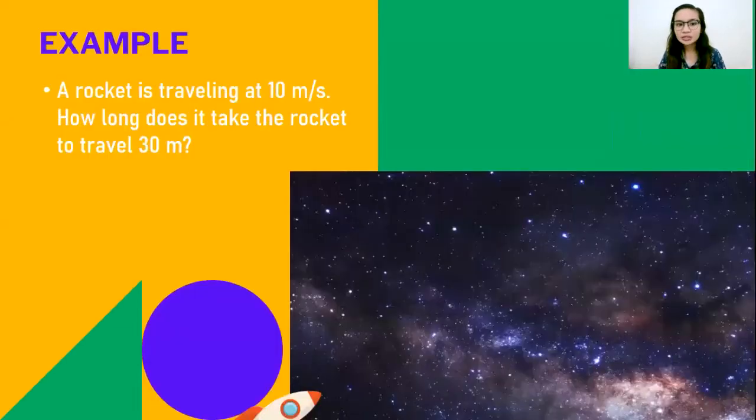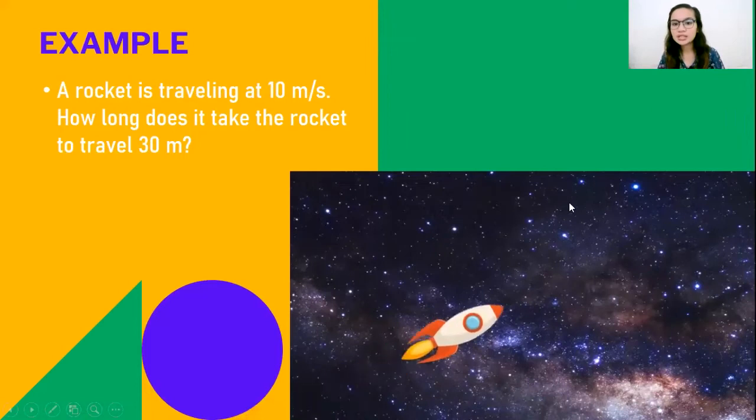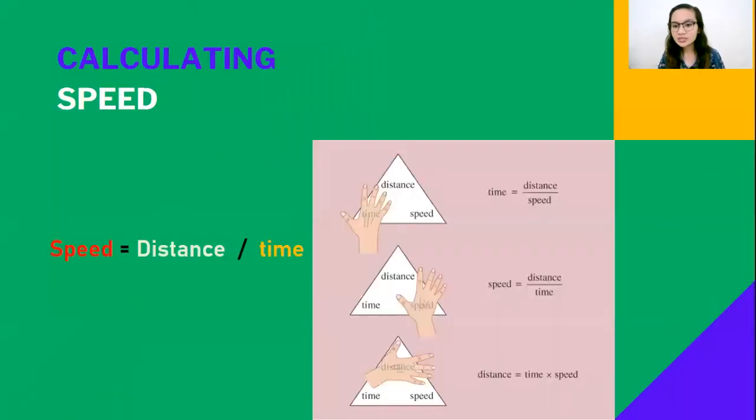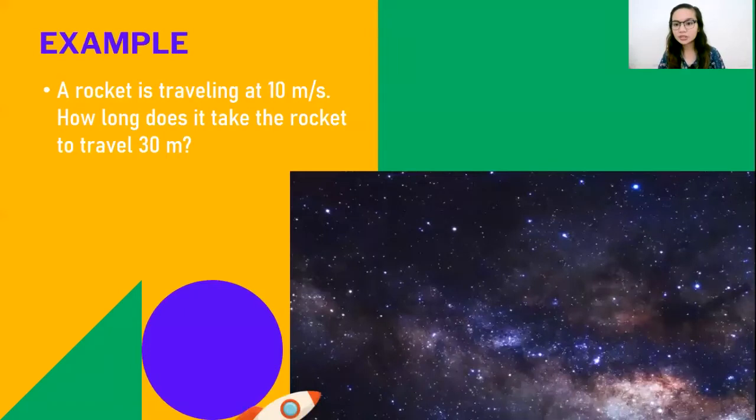Okay, so an example, a rocket is traveling at 10 meters per second. How long does it take for the rocket to travel 30 meters? So in this case, you are looking for the time. So yung formula natin for time, that is distance over speed. So you just divide 30 meters divided by your 10 meters per second, so you will get 3 seconds. Okay, so yun yung time na tinake ng rocket to travel 30 meters with a speed of 10 meters per second. So 3 seconds.